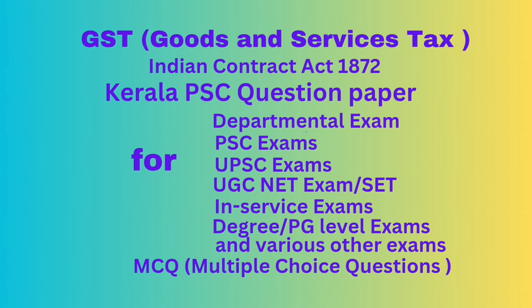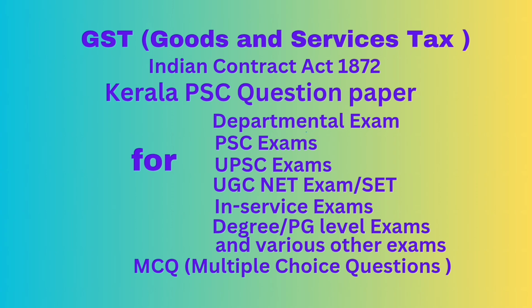Every registered person shall discharge his liability towards tax, interest, penalty, fees, or any other amount payable by debiting the electronic liability ledger. Option A, debiting the electronic cash ledger. Option B, debiting the electronic credit ledger. Option C, debiting the electronic liability ledger. Correct answer, option C, debiting the electronic liability ledger.